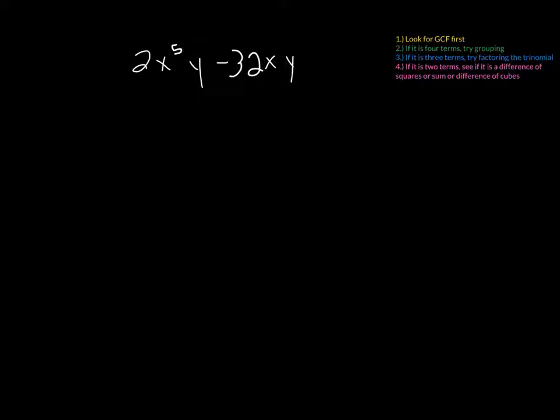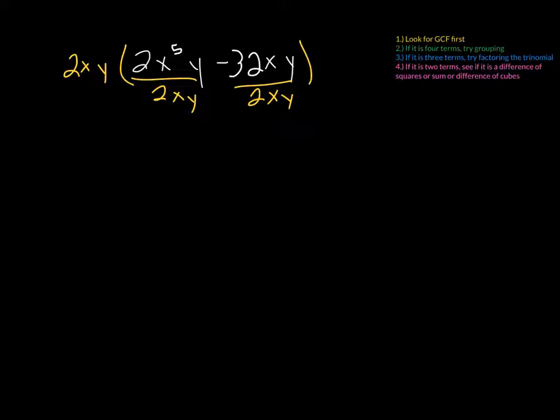Okay, remember, anytime we're factoring, we always start by looking for the GCF. And in this case, both of these are divisible by 2. And they both have an x, and they both have a y. So that would be our common factor, and we'll divide both of them.